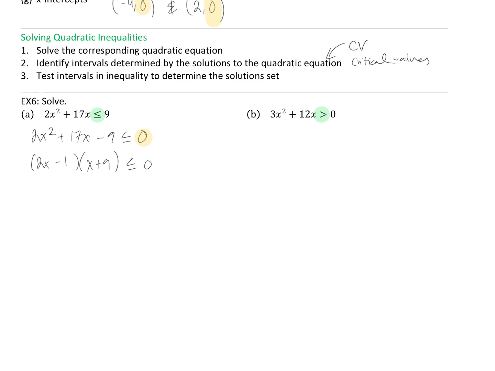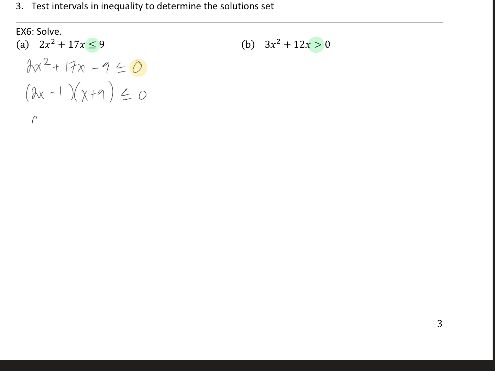So now I can use this to find my critical values. My critical values are from 2x minus 1 equal to 0, and x plus 9 equal to 0. So x equals -9 and x equals 1/2 are my critical values. Usually they'd be our solutions if we weren't working with an inequality. So again, these are my critical values. These are going to break up my solution set. So now we have to go ahead and do some testing.